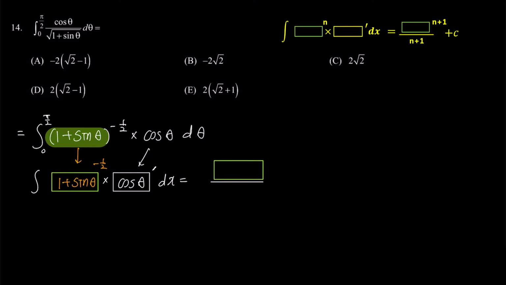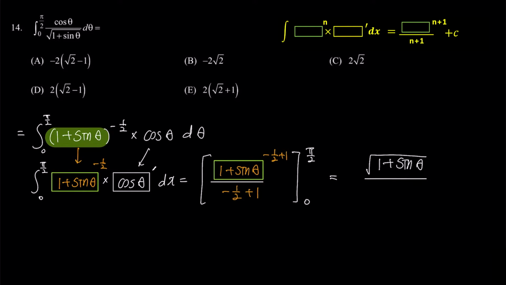We have a definite integration, and we need to find the value from 0 to pi over 2. We can simplify the expression in the green box of the right answer by substituting 1 plus sine theta in the numerator and negative half plus 1 in the exponent and denominator. Now we can evaluate the integral by plugging pi over 2 and 0 for the theta and subtracting the values.